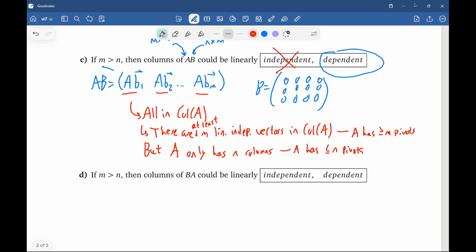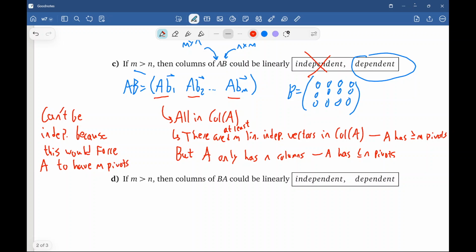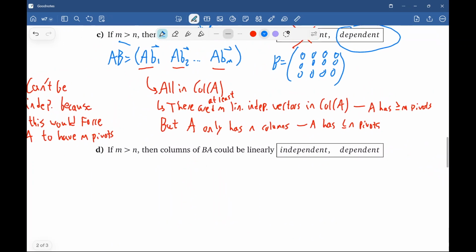Okay? So just, again, a recap. Can't be independent because this would force A to have m pivots. But m is greater than n, and A can only have at most n pivots.